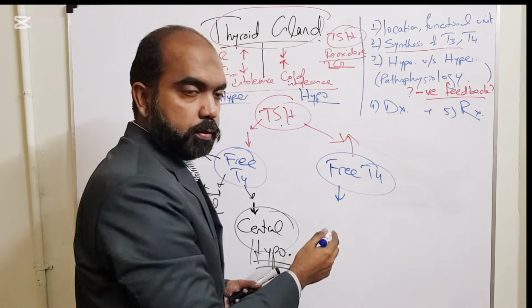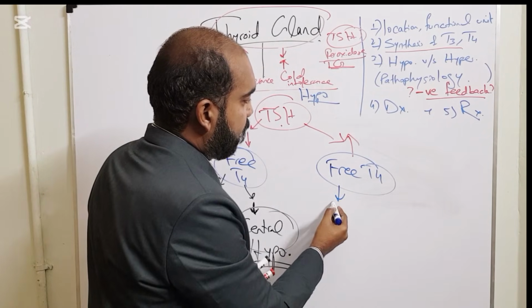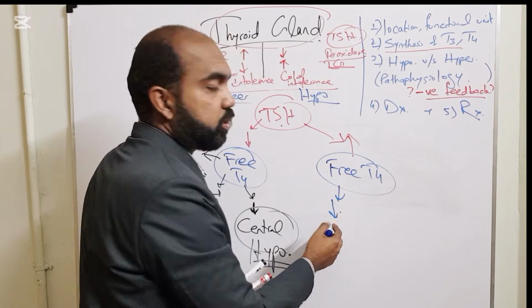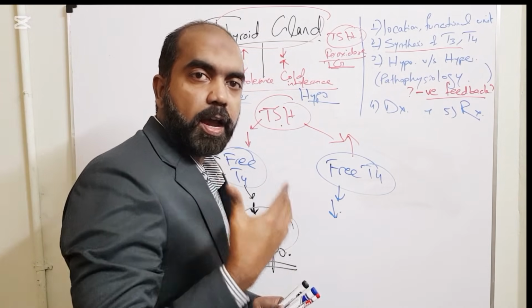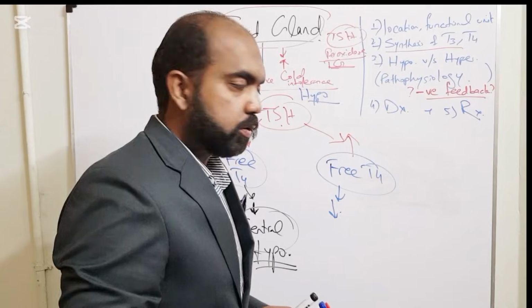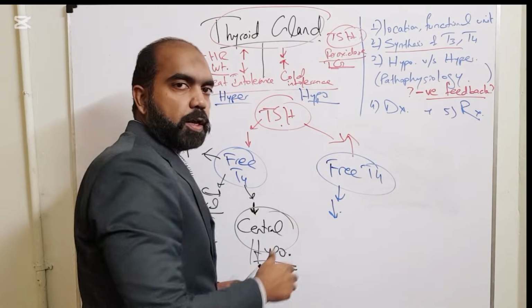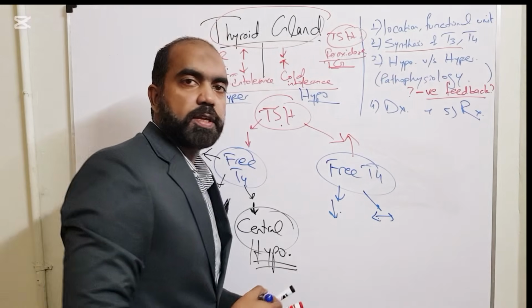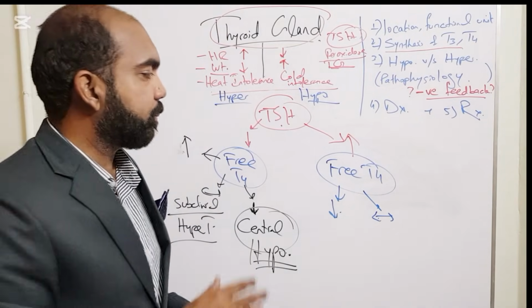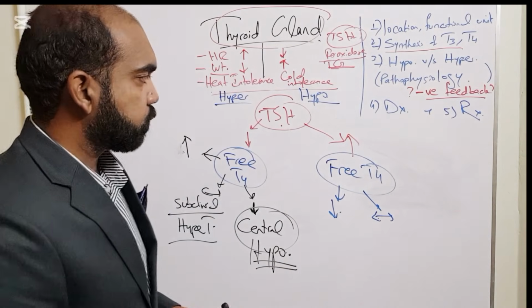If free T4 is decreased, so this is primary hypothyroidism, just like Hashimoto's thyroiditis. So that is a classical example of hypothyroidism. And if you have normal free T4 with increased TSH, so that is subclinical hypothyroidism.